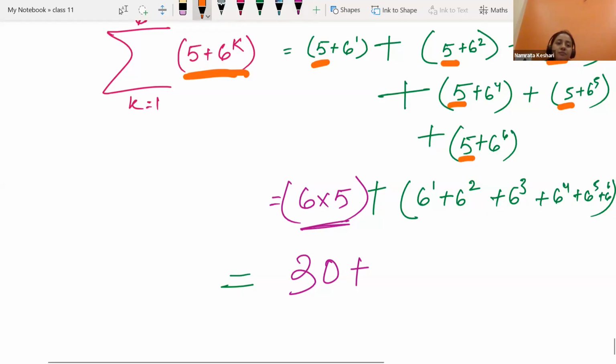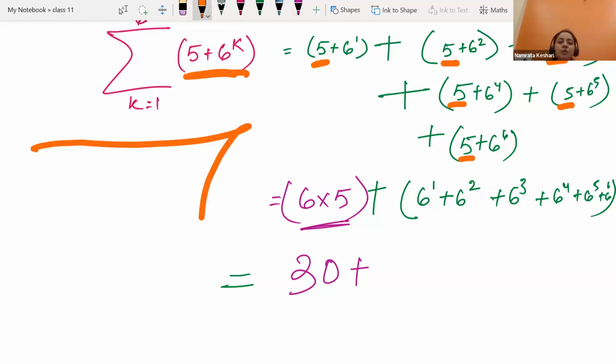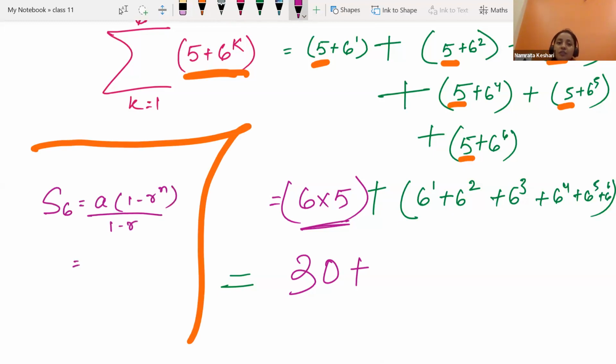Right, Manvi? Yes, ma'am. The summation formula for the sum of the first 6 terms of a GP says A times 1 minus R to the power N, by 1 minus R. Our A, just look at your GP, your A is 6. Your R is 6 square by 6, that is 6. N is, you are trying to find the sum of the first 6 terms, so the power is also 6, over 1 minus 6. Making sense?